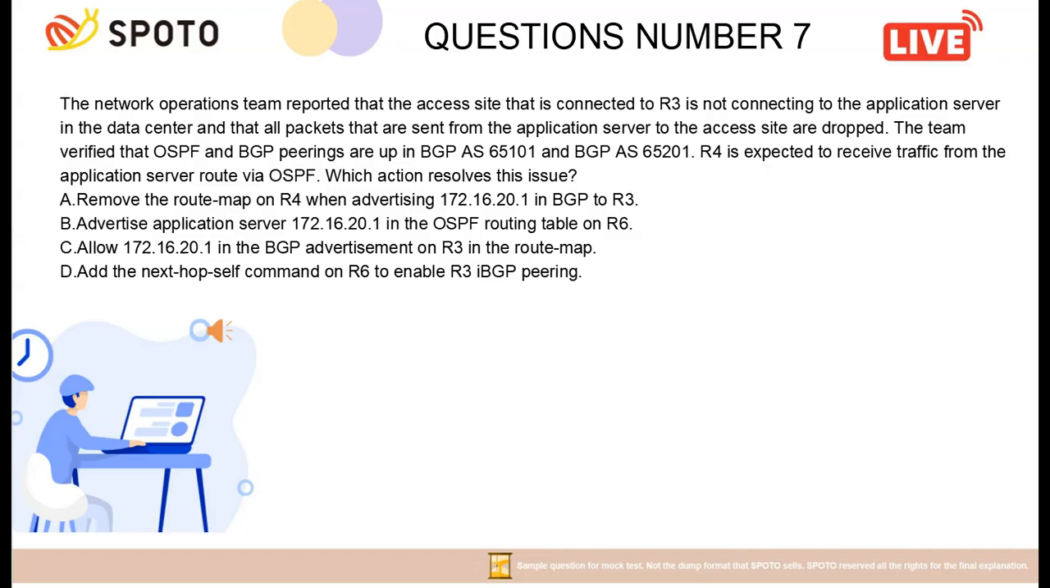A. Remove the route map on R4 when advertising 172.16.20.1 in BGP to R3. B. Advertise application server 172.16.20.1 in the OSPF routing table on R6. C. Allow 172.16.20.1 in the BGP advertisement on R3 in the route map. D. Add the next-hop-self command on R6 to enable R3 IBGP peering. You have 15 seconds to answer.